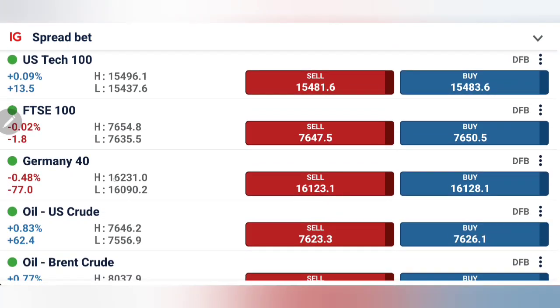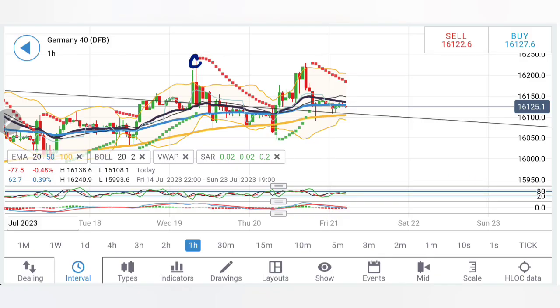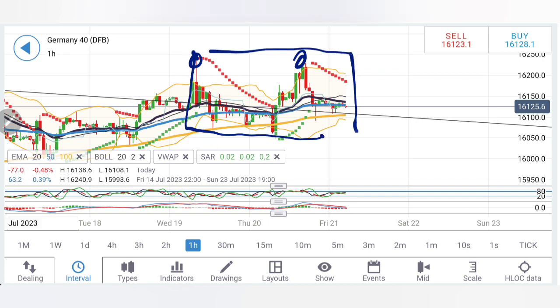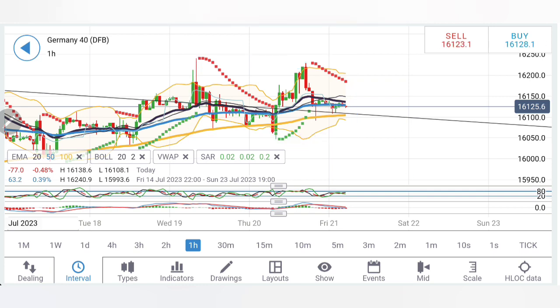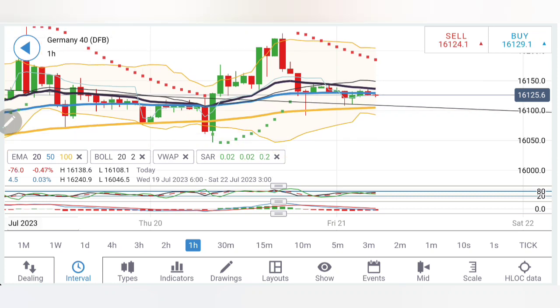Now, let's have a look at Germany 40. Almost double top levels are done, and it is trading in this box between 16050 and 16250. We have discussed yesterday why 16050 and 16,000 levels are very, very important levels for DAX. If it breaks below 16,000 levels, it will call for a crash, and it has failed to break past, in fact, 16050 itself.